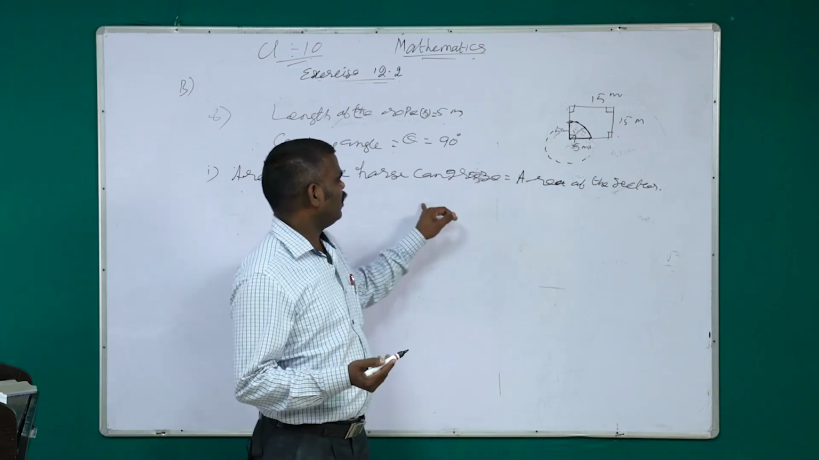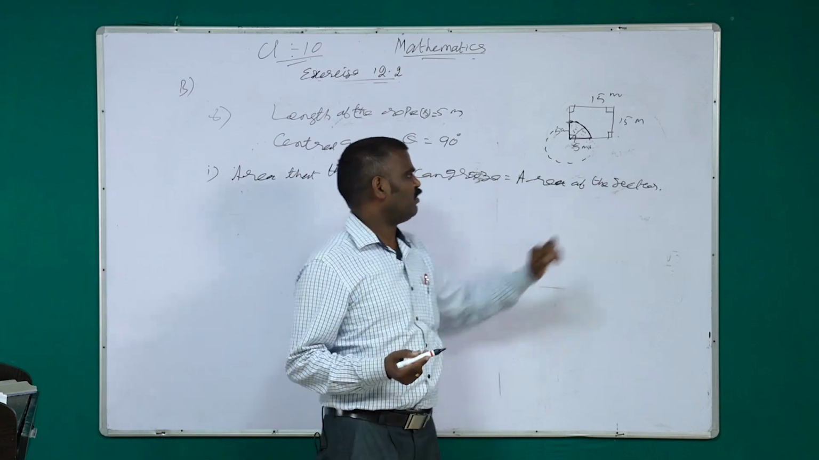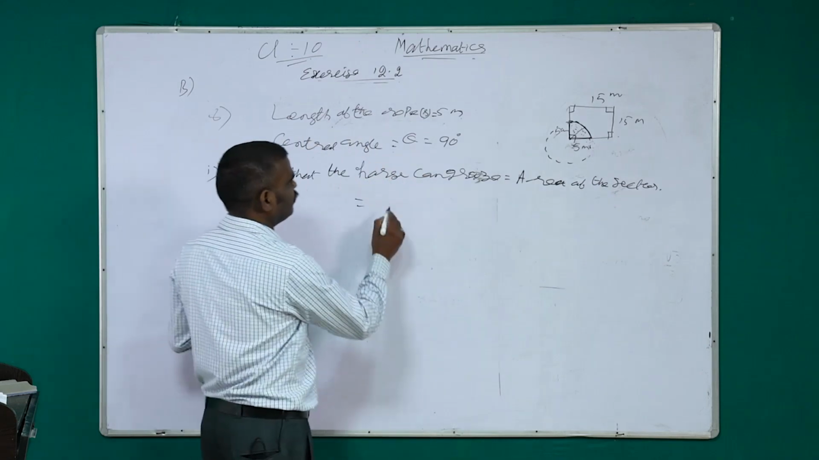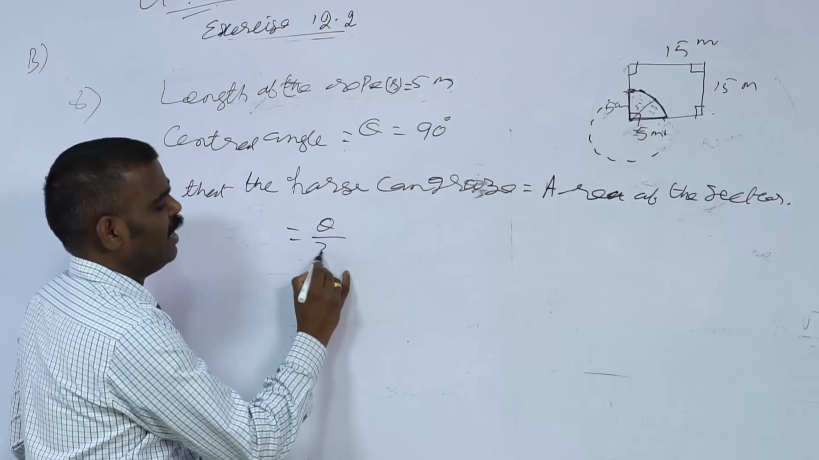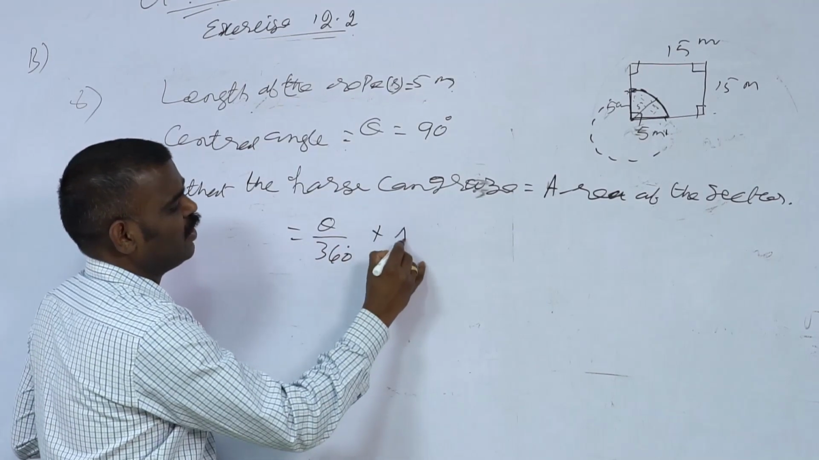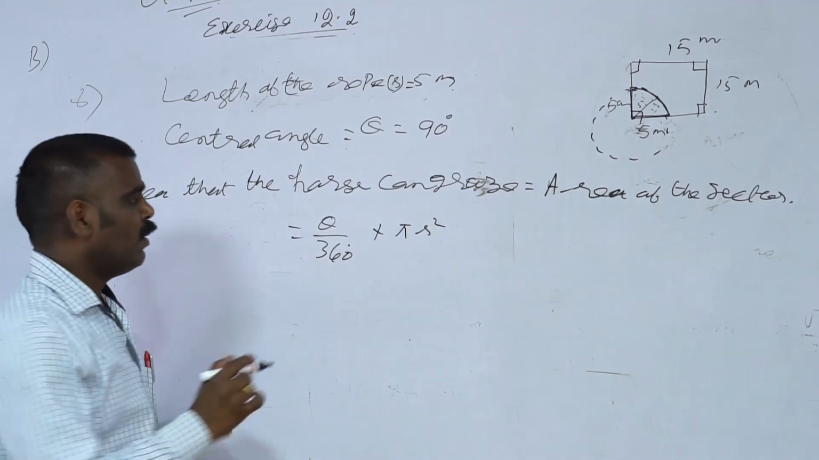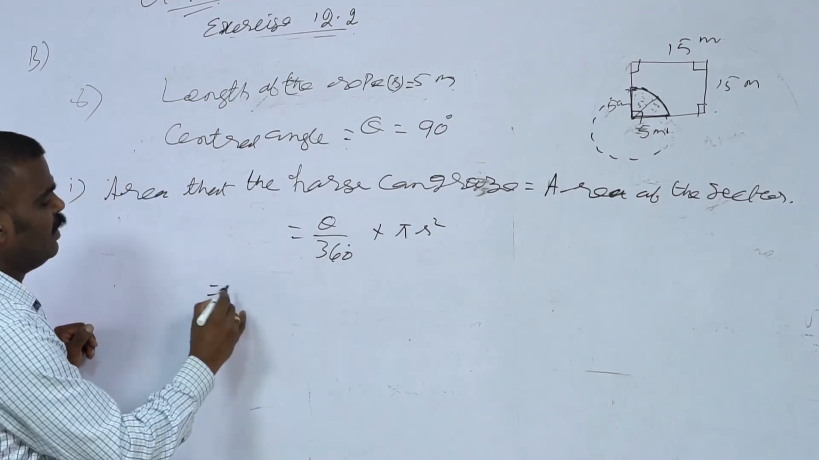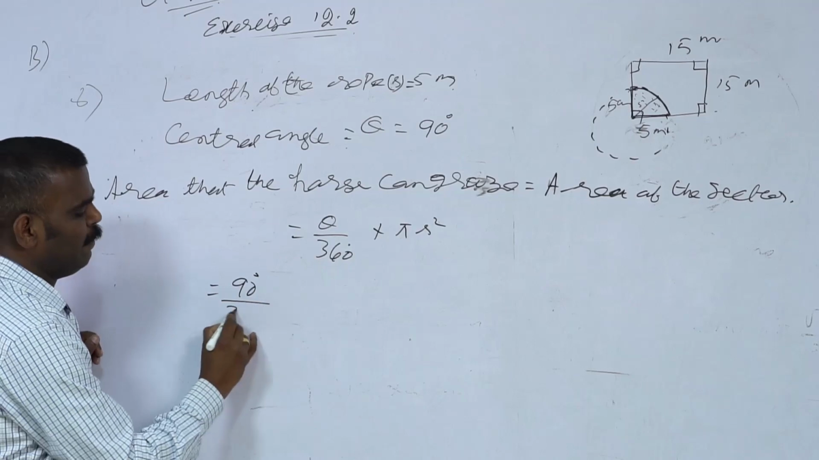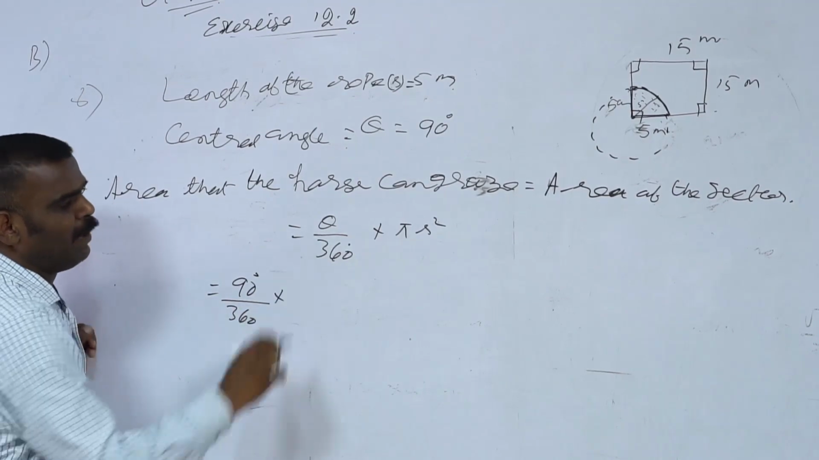In the previous class, we reached the area of the sector and finished. What is the area of the sector formula? Yes, theta by 360 degree into pi r square. Okay, theta how many degrees? 90 degree by 360 degree into pi.